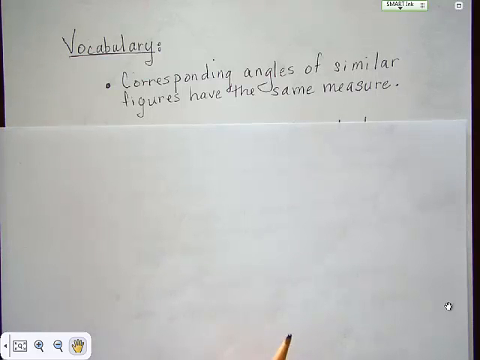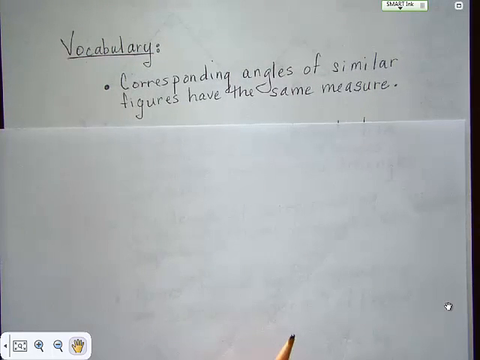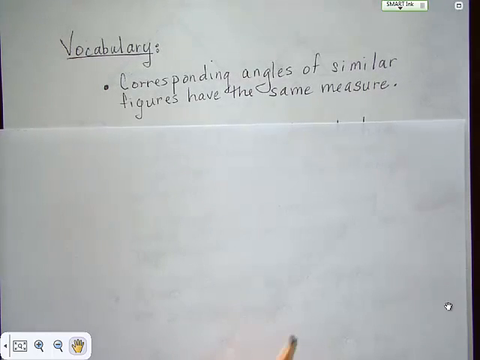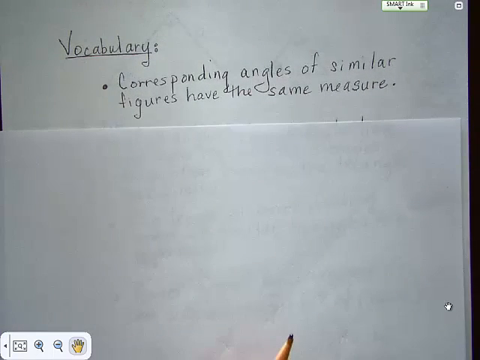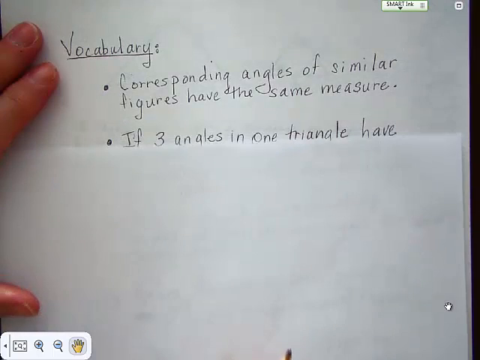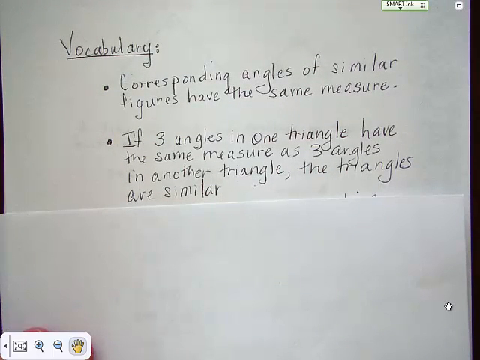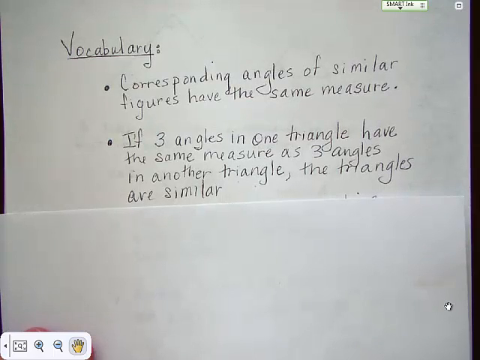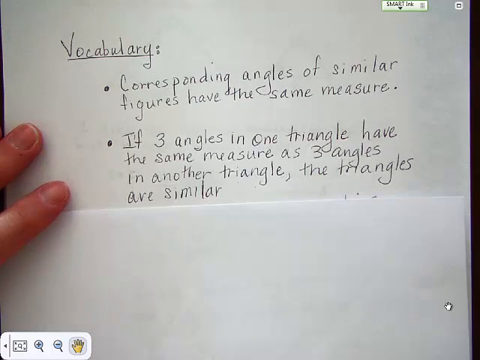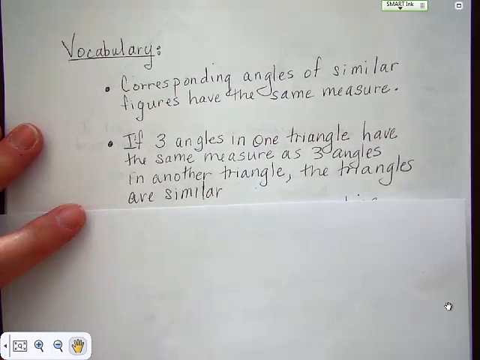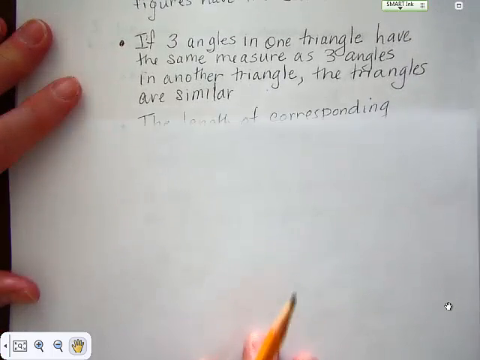Corresponding angles of similar figures have the same measure. That means if you have two figures that are similar, their angles, the angles that are in the same position in those figures, will have the same measure. If three angles in one triangle have the same measure as three angles in another triangle, the triangles are similar. So that's a way to determine whether or not triangles are similar.